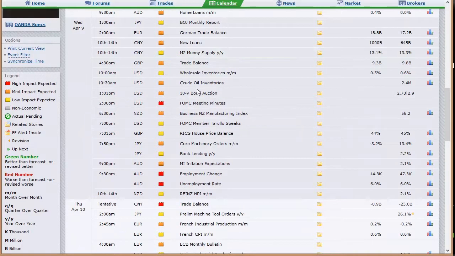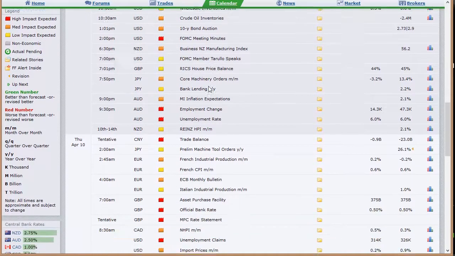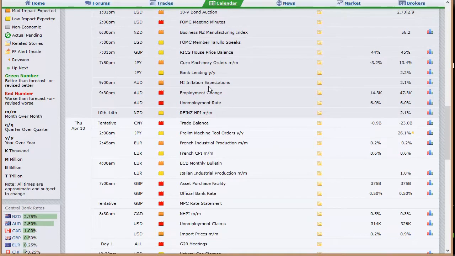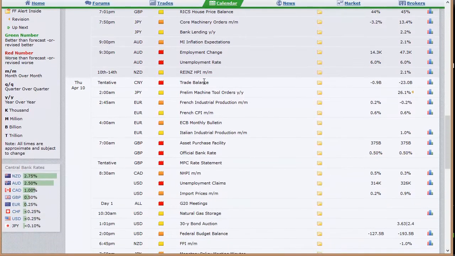U.S. data, wholesale inventories, this is Wednesday morning, crude oil inventories, 10-year bond auction. Minutes from the last Fed meeting get released in the afternoon. New Zealand business manufacturing index, RICS house price balance, Japan's core machinery orders and bank lending. MI inflation expectations out of Australia, unemployment data out of Australia.